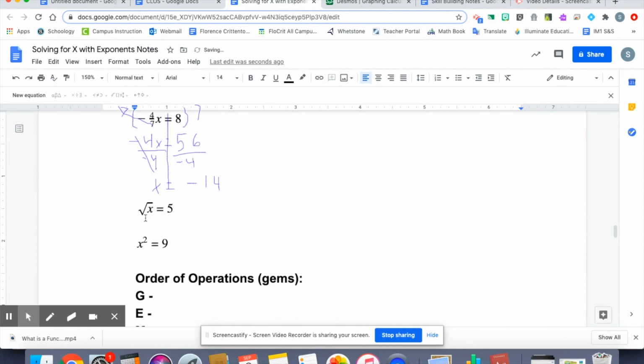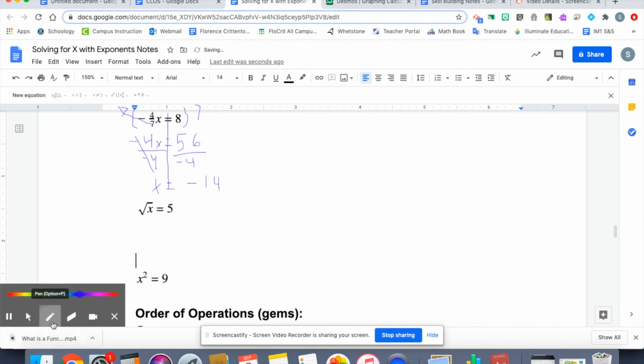This one's just the square root. Remember, the inverse of the square root is squared. So I'm going to put this side in a parenthesis and square it. And put this side in a parenthesis and square it. So this square root and squared cancel, so I'm just left with x equals, and then 5 squared, 5 times 5 is 25.